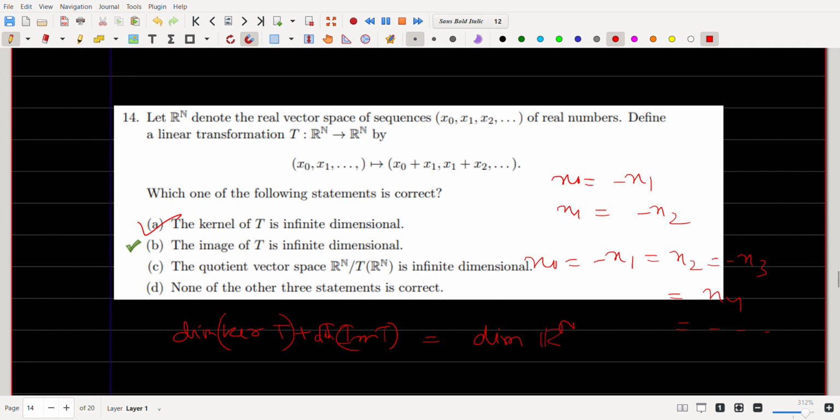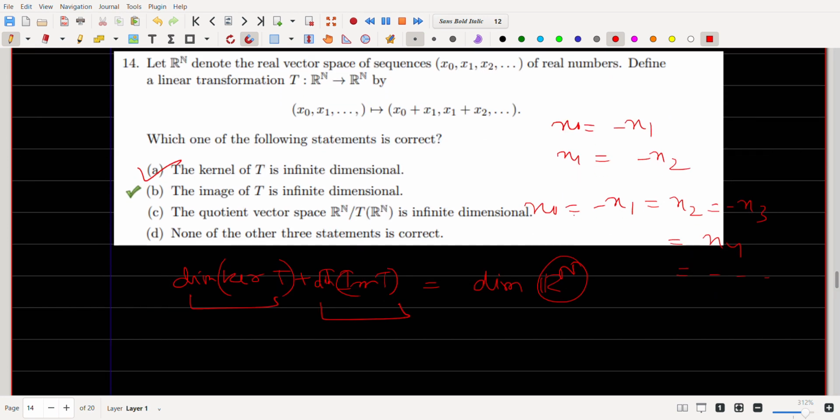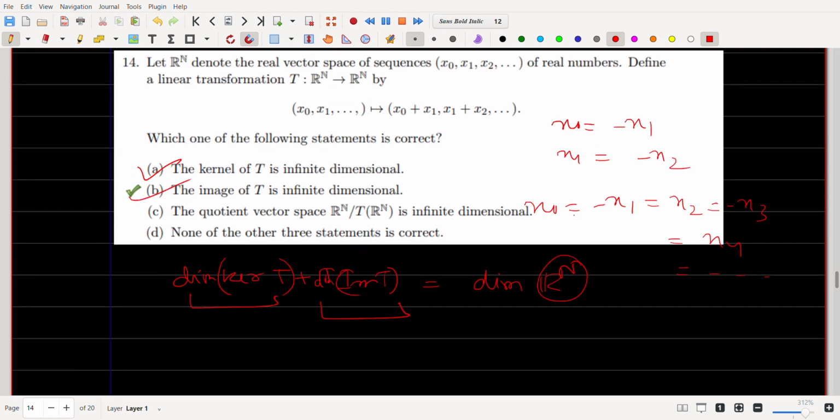So the dimension of the image of T, the dimension of this is the dimension of Rn. So this is infinite, this is finite, so this has to be infinite. So the image of T is infinite dimensional.